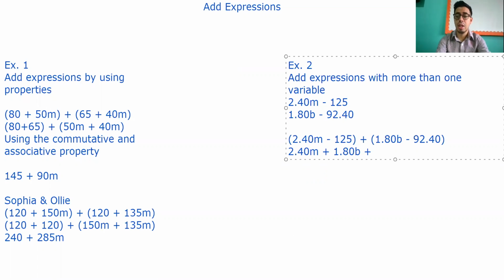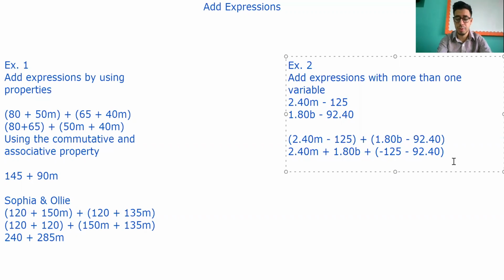So in this case, I can add negative 125 minus 92.40. And what is the result for this? Is negative 217.4 because we use the commutative and the associative property, okay? Commutative and associative property is only to show you that we can move the terms depending on what we need, okay? According to the numbers that we need to work with.